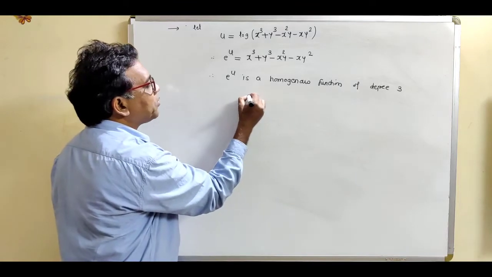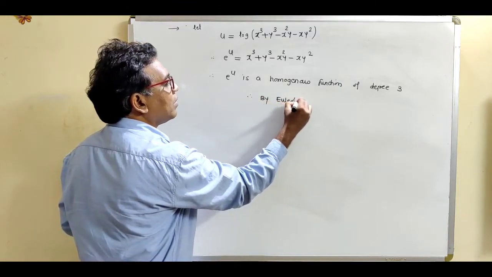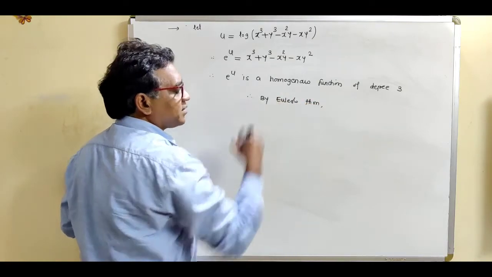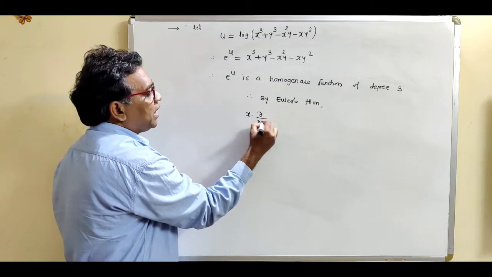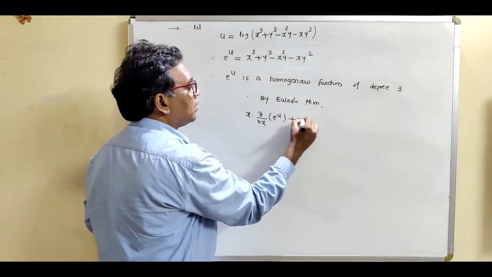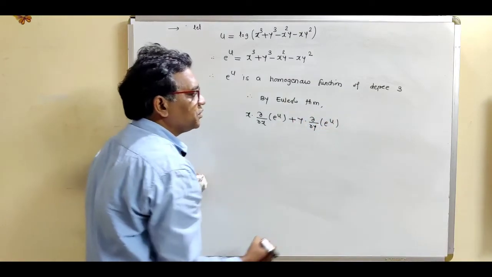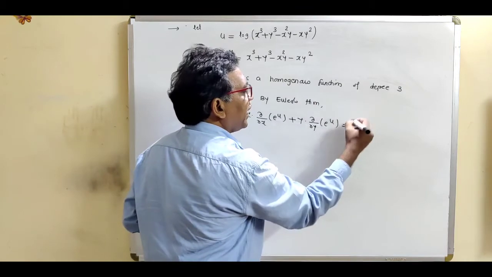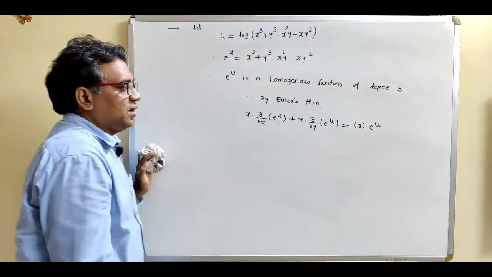So what is the statement of Euler's theorem? Therefore, by Euler's theorem, x into del of del x of function e raised to u plus y into del of del y of function e raised to u is equal to nu. N means degree and u means the given function, that is e raised to u.